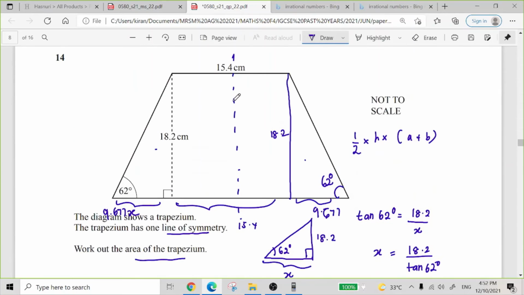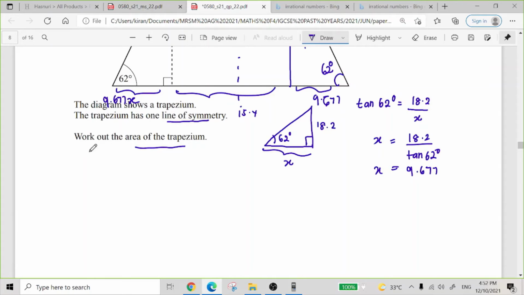Jadi kita dah dapat length dia 15.4 dengan kat bawah ni. So length dia, kita ada, okay, 9.677 tambah dengan 15.4 plus with 9.677. Okay, so the answer is 34.754. Itu panjang untuk satu hala ni lah kat bawah ni.